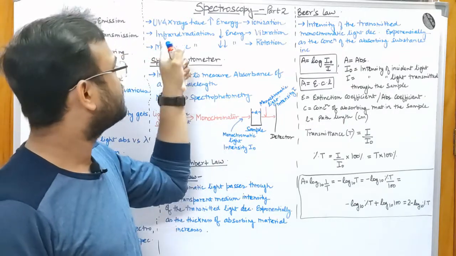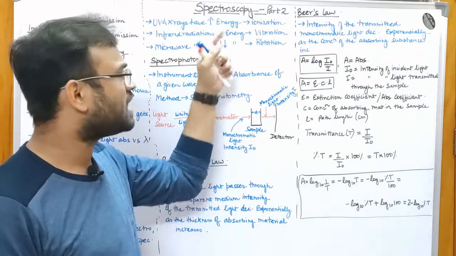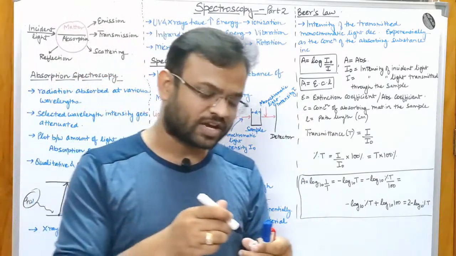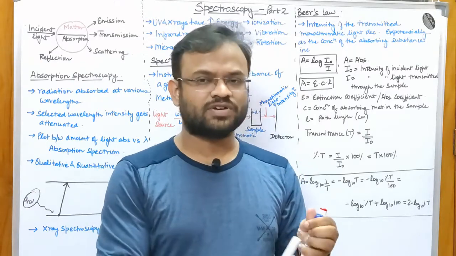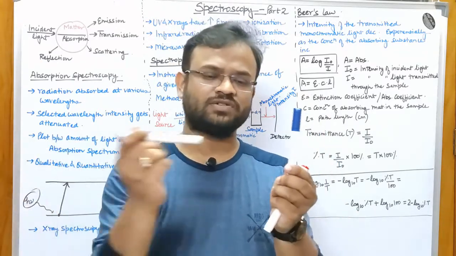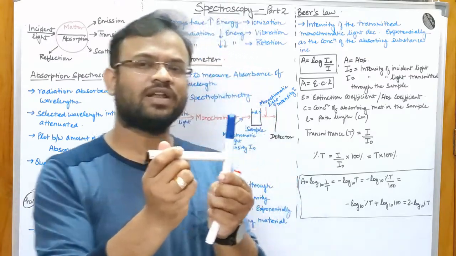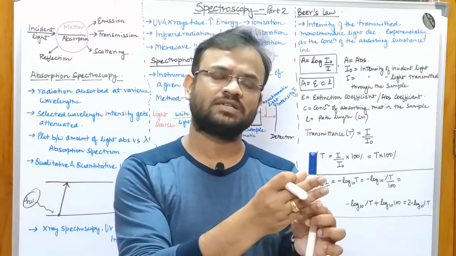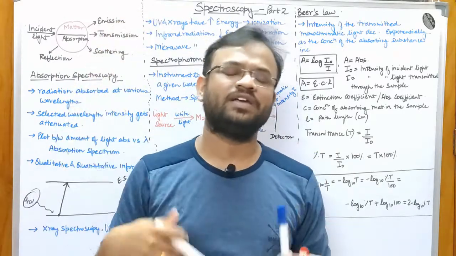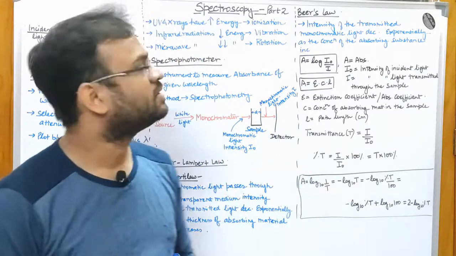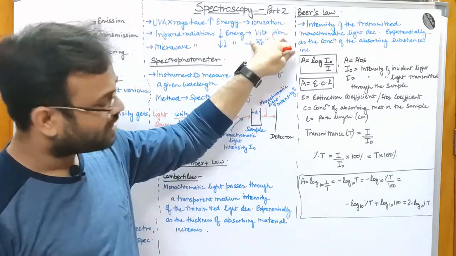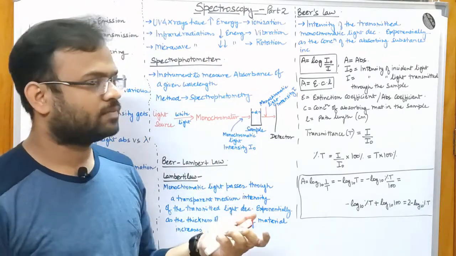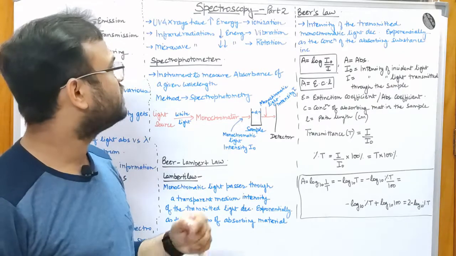Building upon that concept, UV and X-ray have a very high energy, and when they strike a compound, what will happen? They would ionize it. The electrons present in this compound would move to a very high orbital, they would get ionized. So that is why I have written that ionization happens when matter interacts with UV rays and X-rays.